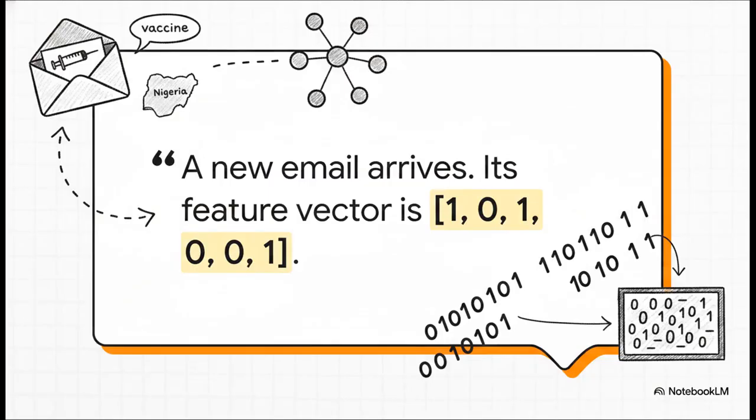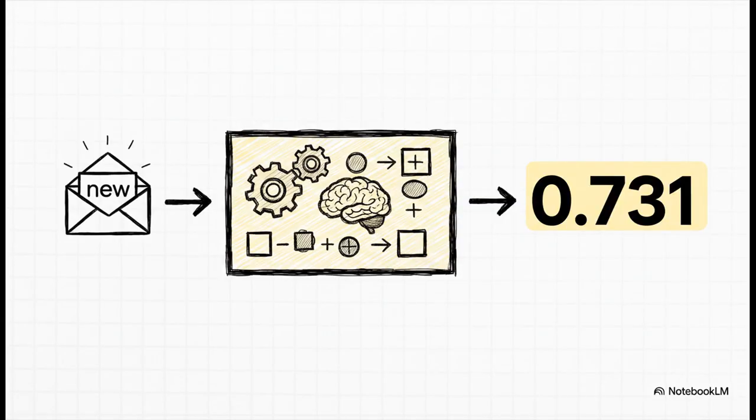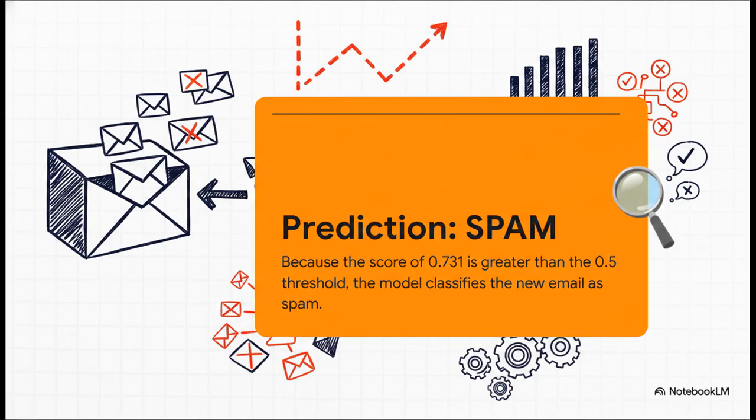So let's pretend a brand new email just hit our inbox. It's got the words vaccine and Nigeria, but none of the others we're tracking. We turn that info into its numerical fingerprint, its feature vector, which is what you're seeing right here. The model takes this new fingerprint and applies everything it just learned. It sees a 1 for vaccine and for Nigeria, so it multiplies those by their positive weights. All the other words aren't there, so their weights don't matter. It crunches the numbers and spits out a final score, 0.731. And since that score, 0.731, is way above our 0.5 cutoff point, the model makes its final call. It confidently labels this new email as spam.